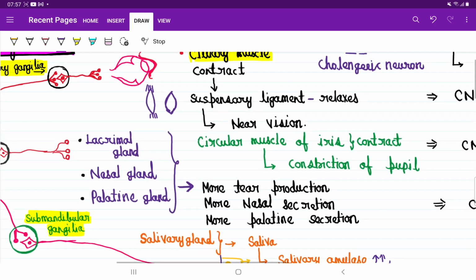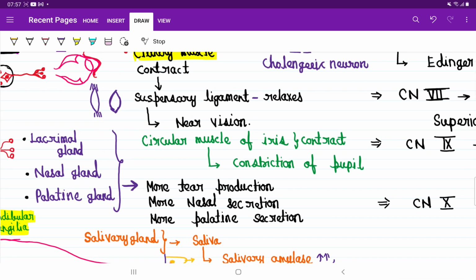Then they cause contraction in the circular muscle of the iris, and when the iris circular muscle contracts, the pupil will also contract. This is how they limit the amount of light entering the eye. The large black colored portion of the eye is called the iris, and in the center one small black portion is present, that is called the pupil. So the pupil will constrict due to the parasympathetic neural supply.